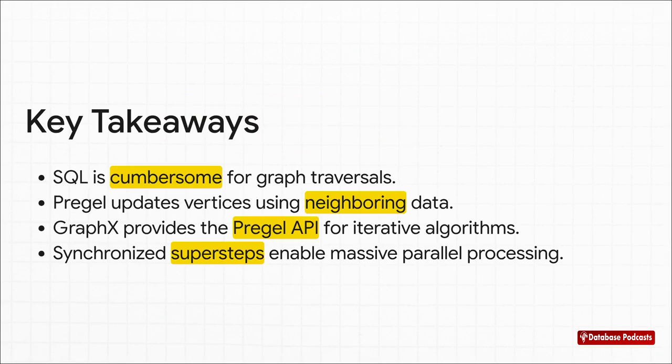Okay, let's do a quick recap. The big takeaways here are: 1. Your standard relational database just isn't built for deep graph traversals. 2. Pregel gives us this brilliant think like a vertex model that makes writing iterative algorithms much more intuitive. 3. GraphX gives us a nice clean API to actually use this model. And 4. The whole thing is powered by these synchronized supersteps that make massive parallel processing possible and predictable.